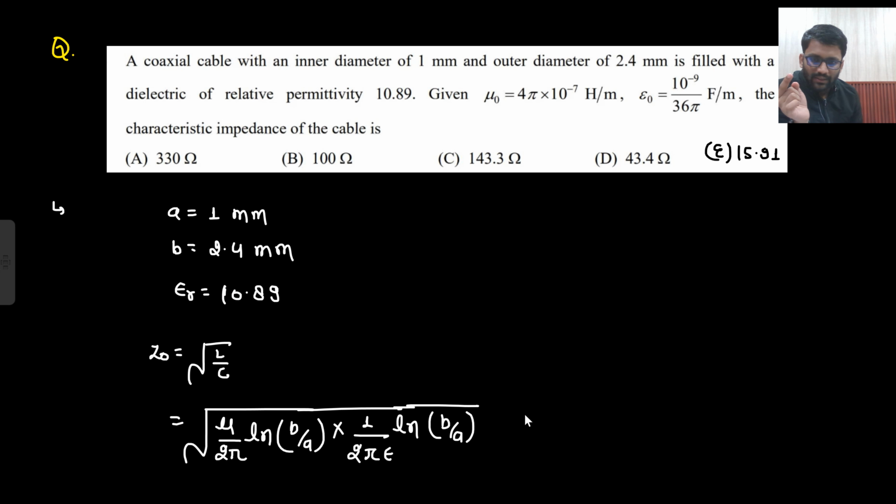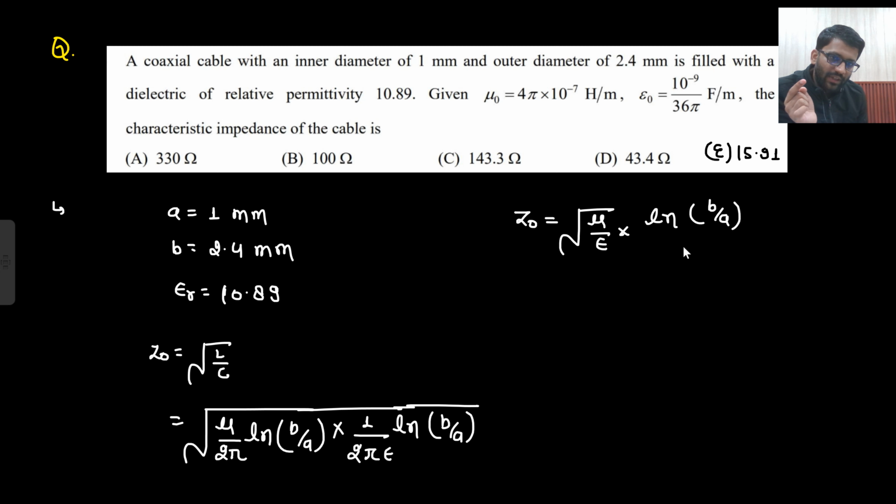So what is getting cancelled? Nothing is getting cancelled. So what we are getting from here is Z naught as under root mu by epsilon into ln b by a, and 2 pi, with the square root. What do you think? What is the value of this one? Can you let me know? The value of this quantity is 120 pi, times mu r by epsilon r under root. Say yes or no. Into ln b by a.